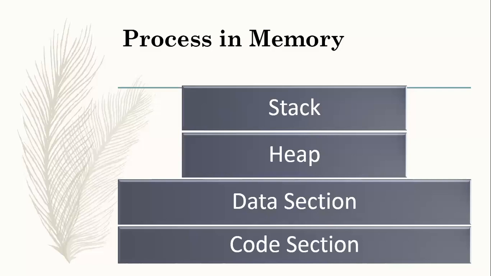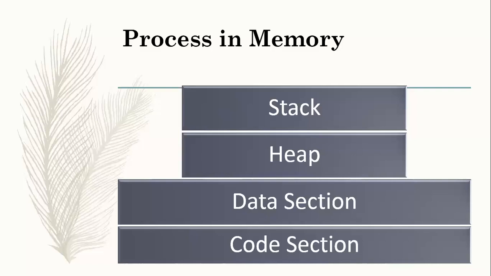So if I want to visualize any process, in this way I can visualize that a process has several sections: the code section where all the code is written, then the data section where static variables and global variables are written. Then there is a heap for dynamic allocation, and there is a stack, where memory is allocated for function parameters, return addresses, etc. So that is our process.